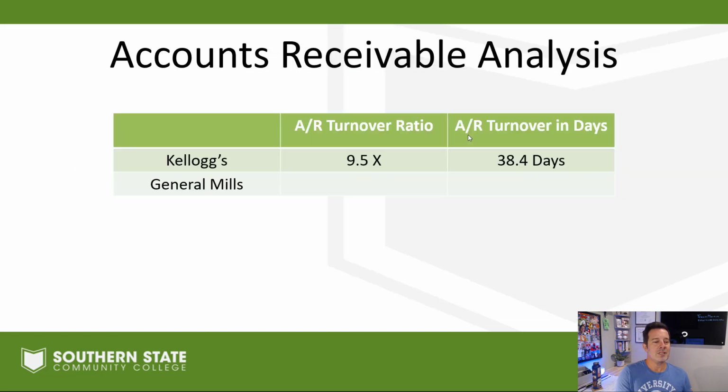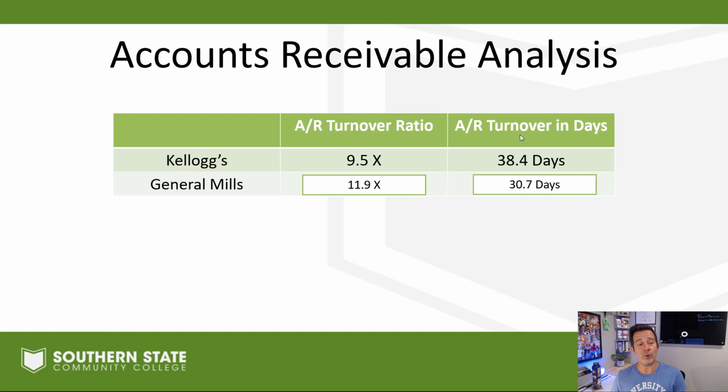Alrighty. So Kellogg's, we already know. I walked through the calculation: 9.5 times AR turnover. They collect their AR 9.5 times during the year on average, and their AR turnover in days is 38.4. It takes them 38.4 days on average to collect an account receivable. So General Mills, we look at their AR turnover ratio. You should have gotten 11.9 times during the year, which means they collect in 30.7 days.